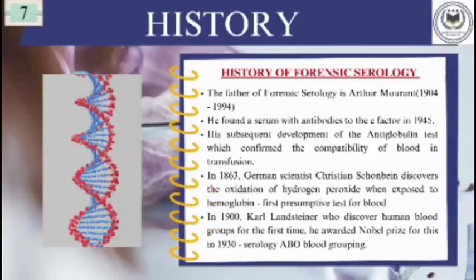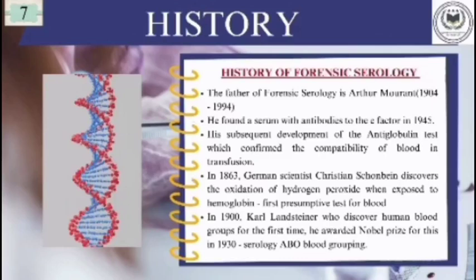Next, history of forensic serology. The father of forensic serology is Sir Arthur Mourant, from 1904 to 1994. He found a serum with antibody to the E factor in 1945, and his subsequent development of the antiglobulin test confirmed the compatibility of blood in transfusion. The antiglobulin test, also known as the Coombs test, is used for the presence of antibodies against circulating RBCs.